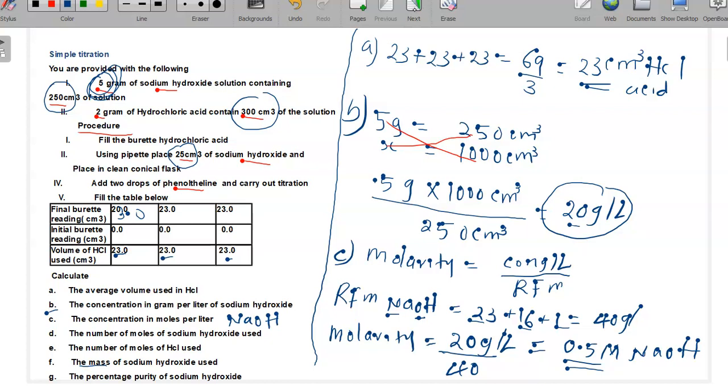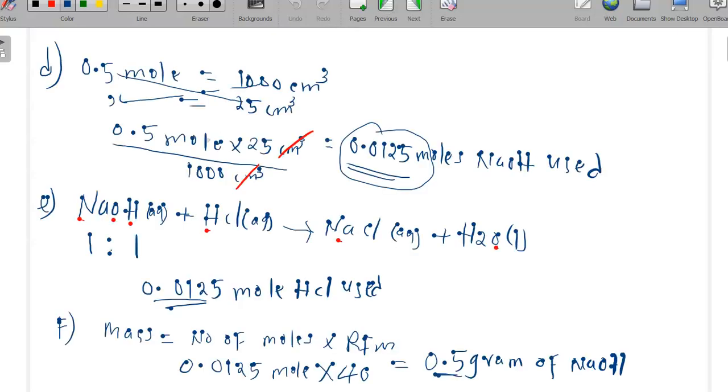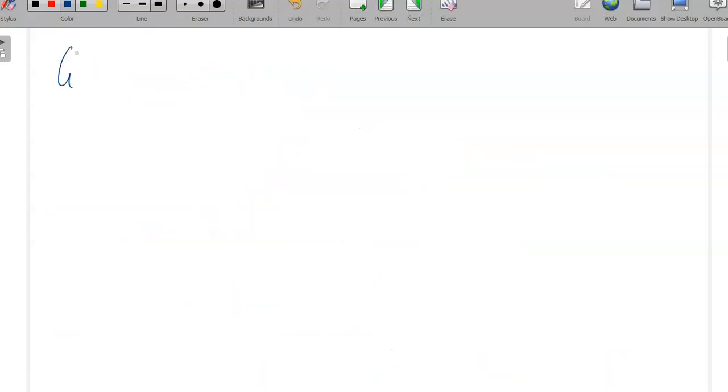So let us do that. Let us get a new page. That is question F. After F we have G. Yes, I'm right. Question G will therefore be percentage purity.